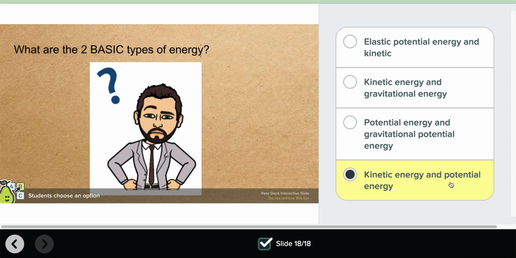Okay? So I'm hoping that this lesson helped you guys out a little bit. Maybe it helped you review. Maybe it helped you understand different variations of kinetic and potential energy.